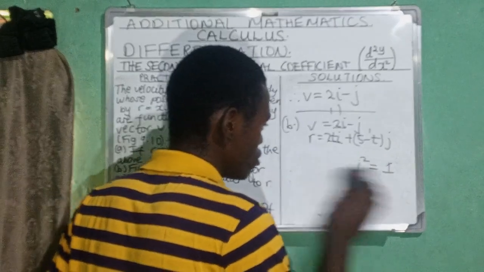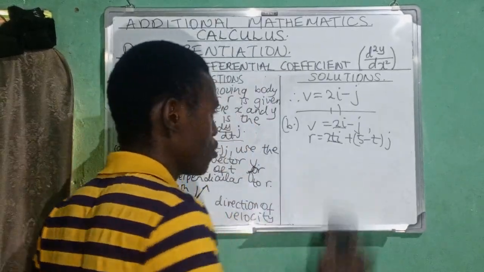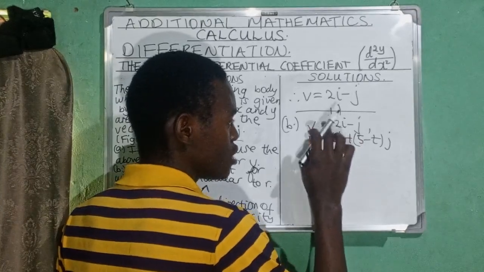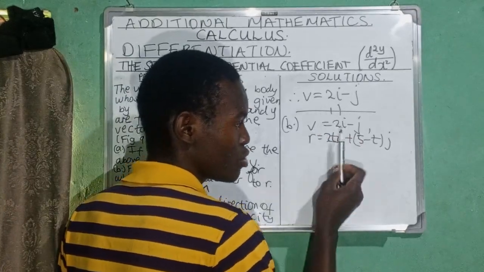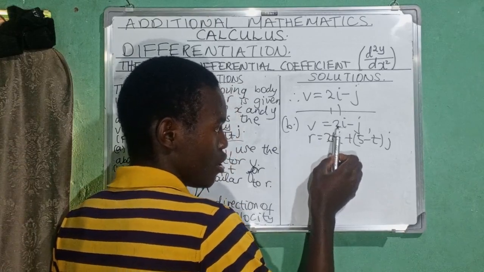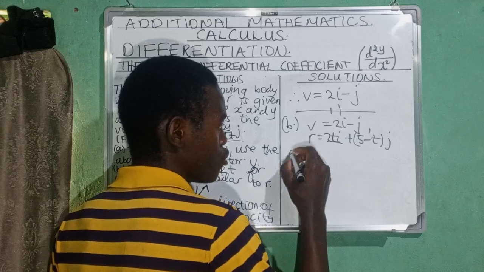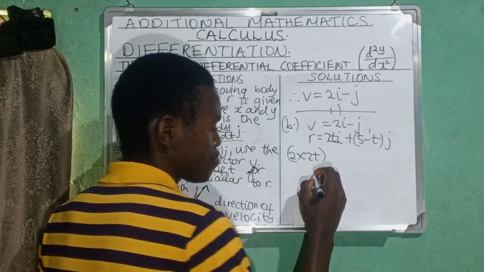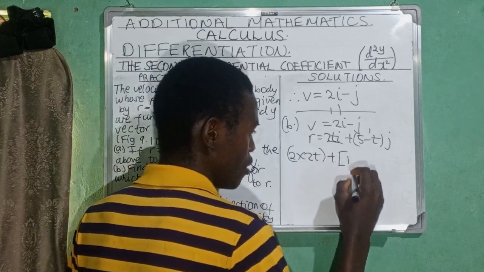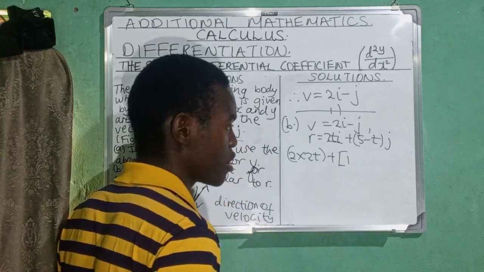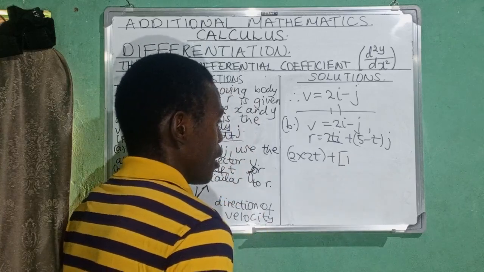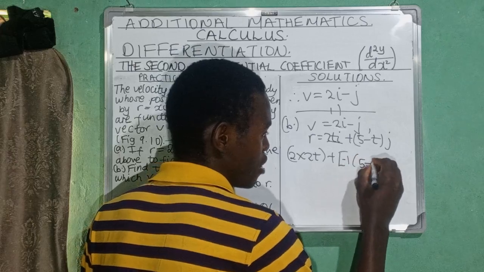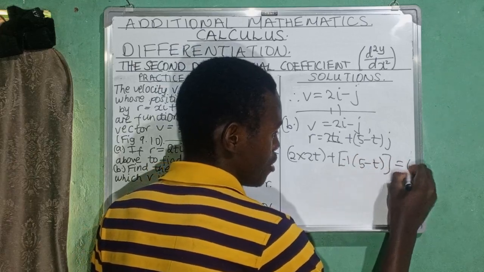Okay, so let us continue. Simple question, let's not make the video long. Since we know i times i is going to give you 1, we just get the coefficients. So we have 2 multiplied by 2t, plus, just put the square brackets because of where I'm going to write it, plus a negative 1, the one in front of j is a negative 1, multiplied by (5 minus t) should give you 0.